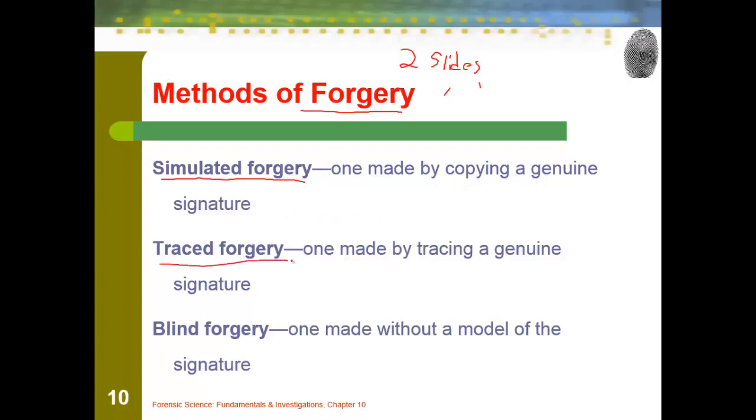Traced forgery, where you are actually tracing a genuine signature. So if one signature is put on top of another and you're copying directly over the top of it. And our third one is a blind forgery, where one just is going to make a signature without actually having a first one to actually copy or follow by. And so it's just completely faking that idea. So our first 3 ideas of forgery are going to be on copying documents or signatures.